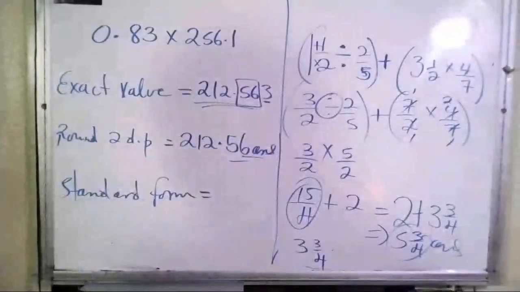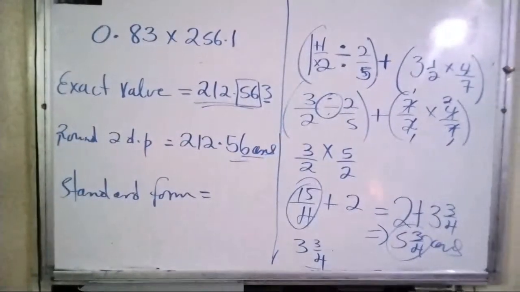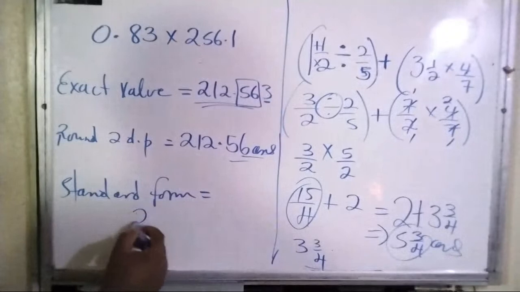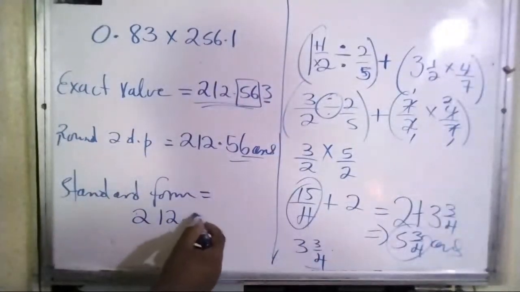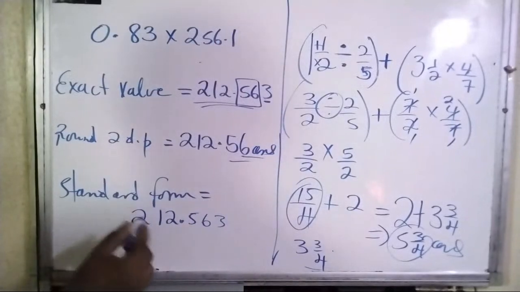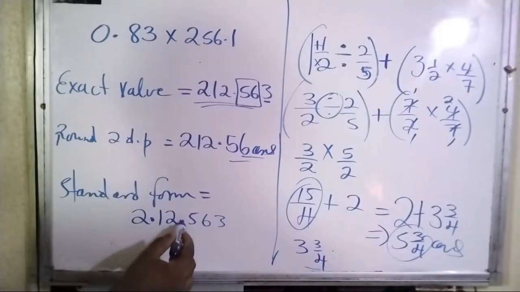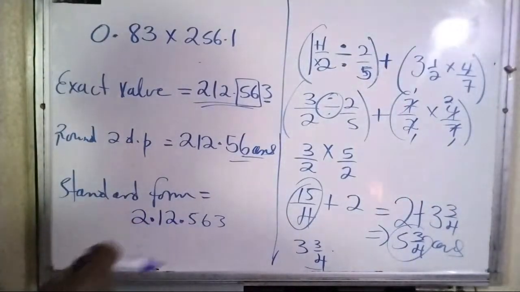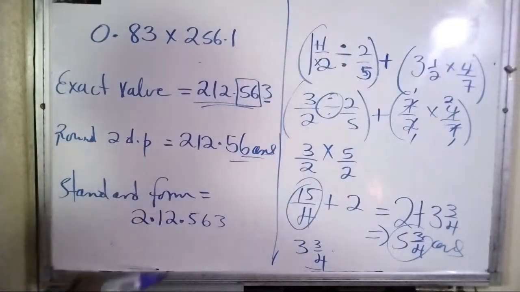What about standard form? What is that in standard form? 2 times 10 to the 2. Alright, so to put it in standard form, I could write back the original number first, which is 212.563. Now standard form means you're going to carry it right here. So why? It can only be between 1 and 10. So it can only be 1 point something, 2 point something, 3 point something, up to 9 point something.